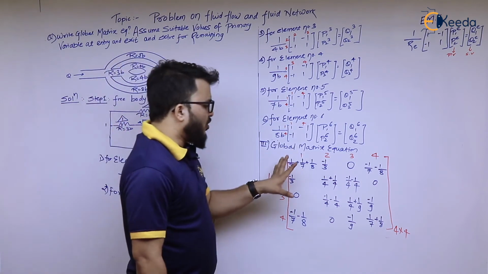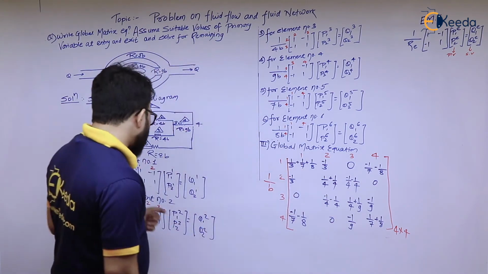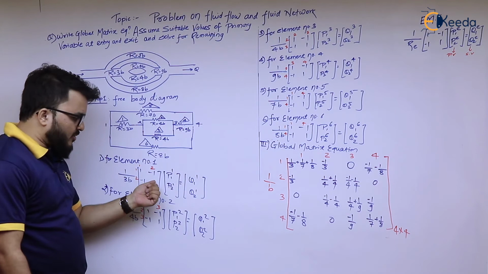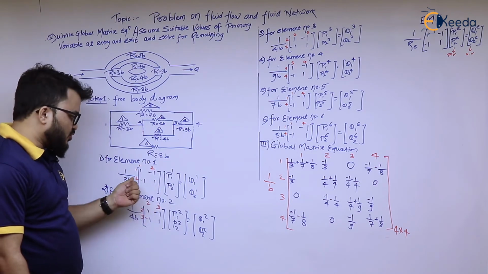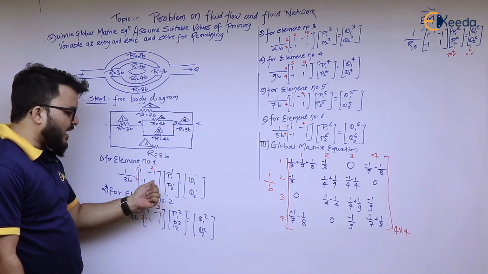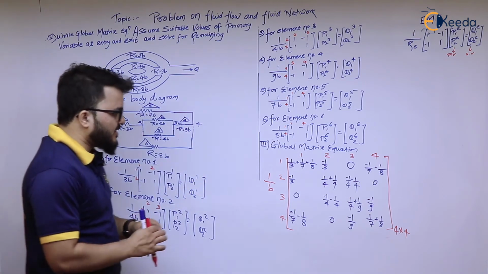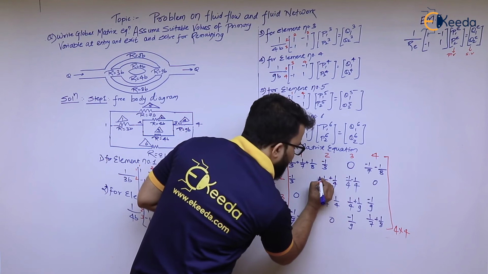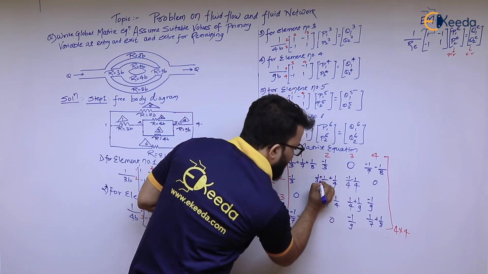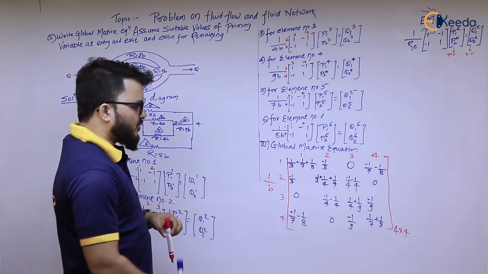So this is all the 4 by 4 matrix, but this is also row number 2, column number 2, so this element should be added at row number 2 and column number 2. This becomes 1 by 3. So I will add this 1 by 3 here: 1 by 3 plus 1 by 4 plus 1 by 4.